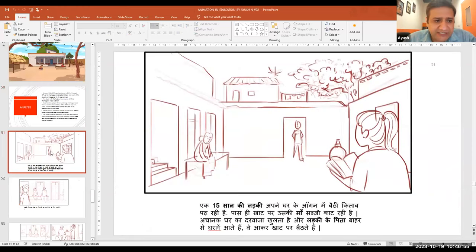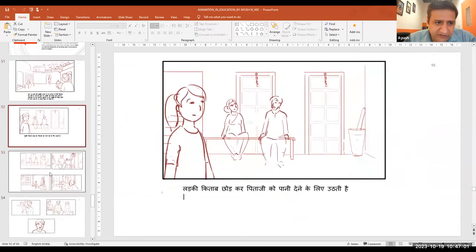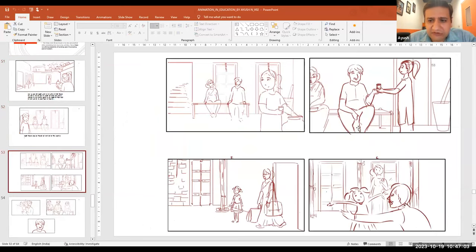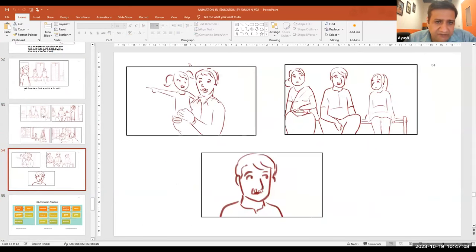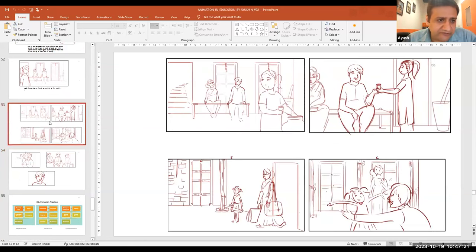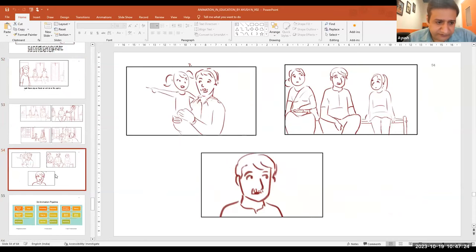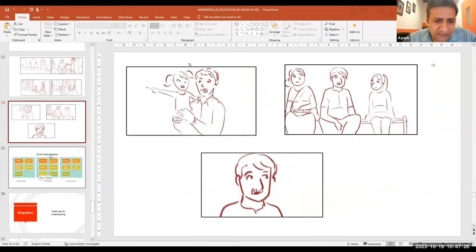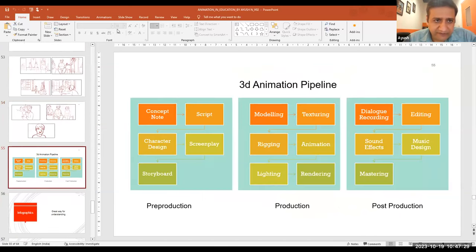Moving further, this is again the storyboard. We have seen how a storyboard is made. These are different shots, and how it was all then joined. We already saw one example of how music changes things, with sound effects, music and dialogues. So let us now briefly talk about the 3D animation pipeline and how it is slightly different.